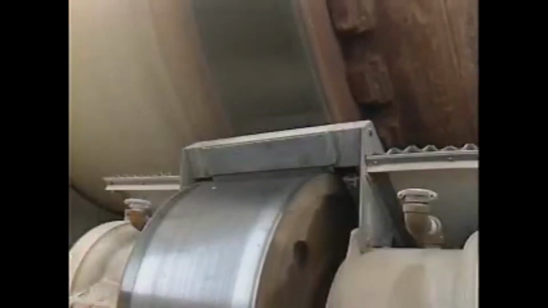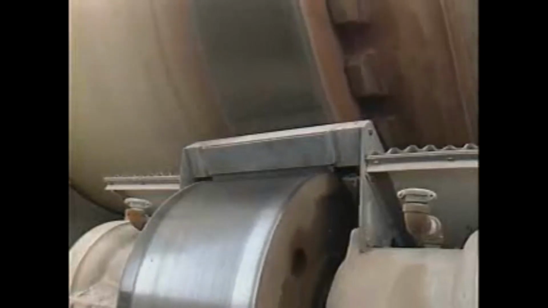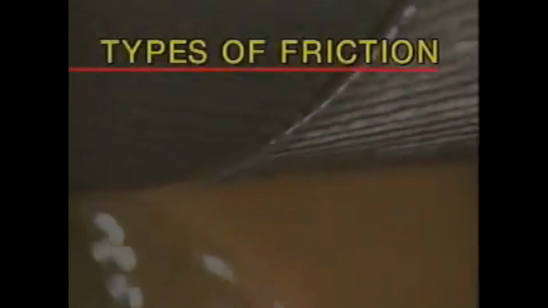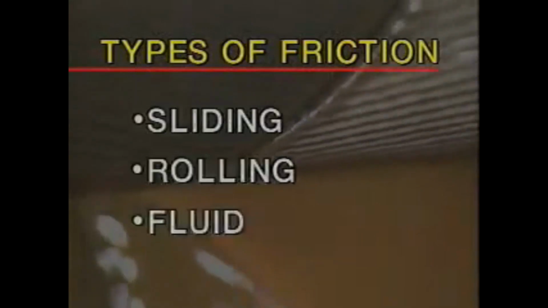otherwise come in contact. In this part, we'll look at some of the types of friction that can occur. We'll also look at different kinds of lubricants and describe various levels of lubrication. Moving parts generally experience one or more of three basic types of friction: sliding, rolling, and fluid.